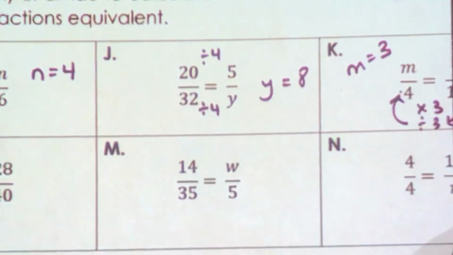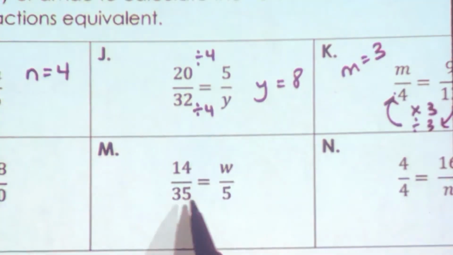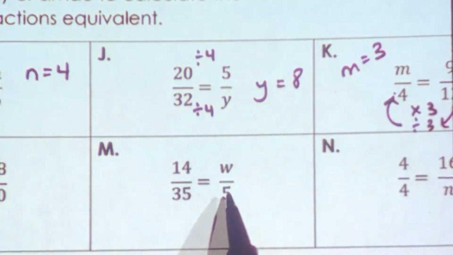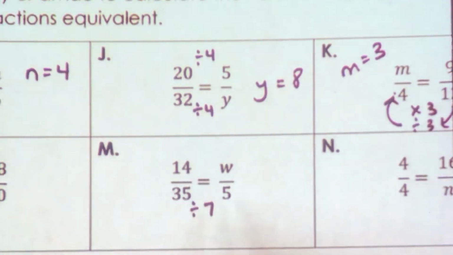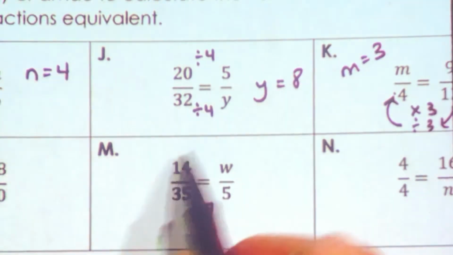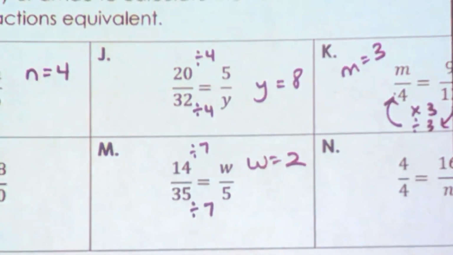All right, letter M. I have 14 and then I have a W, so that's not going to help me. But here I have 35 and 5. So what can I do to 35 to get 5? 35 divided by 7 equals 5. And I can go ahead and divide 14 by 7 to get 2. So that means that 14 over 35 is equivalent to 2/5.